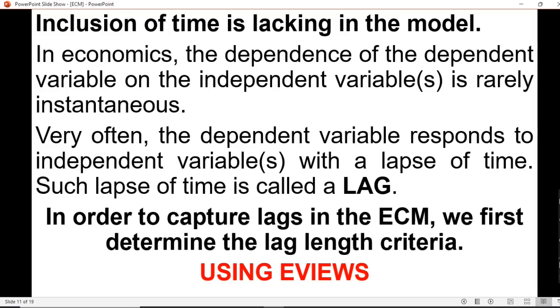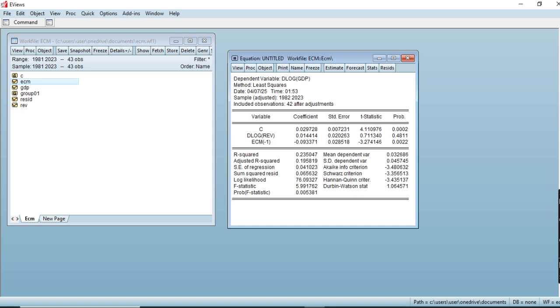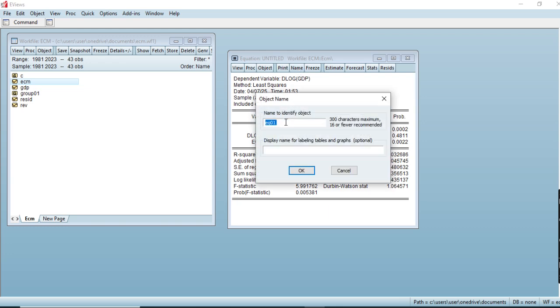In economics, the dependence of the dependent variable on the independent variable is rarely instantaneous. Very often the dependent variable responds to independent variables with a lapse of time. Such a lapse of time is called a lag. So in order to capture lags in the ECM, we have to determine the appropriate lag length to use, using lag length criteria. So all we have to do is go to EViews. We need to determine the right number of lags to include in this model. Let's save this model and leave it as ECM.